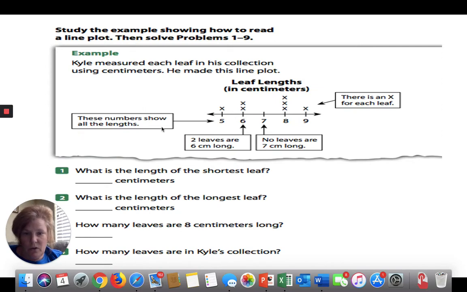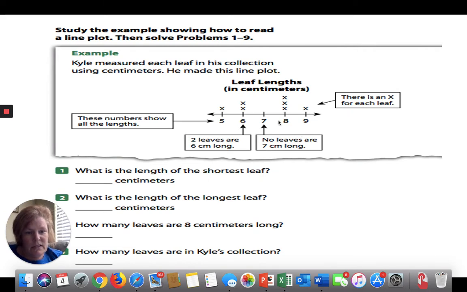These numbers show all the lengths. So this would be 5 centimeters, 6 centimeters, 7 centimeters, 8 centimeters, 9 centimeters. So of the leaves that he has, 1 leaf was 5 centimeters. Look, this one says 2 leaves are 6 centimeters. An X is a leaf. So 2 X's, 2 leaves is 6 centimeters. No leaves. They didn't have any that measured 7 centimeters. If you want to put cm right there, you can, to let you know that all of these are centimeters. That's fine with me too. No leaves are 7 centimeters.